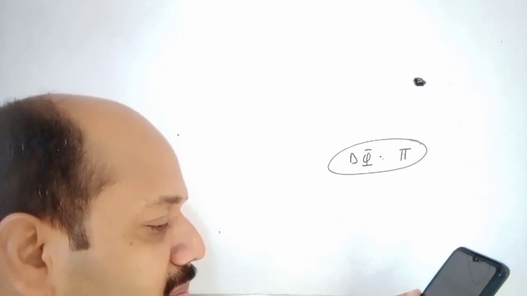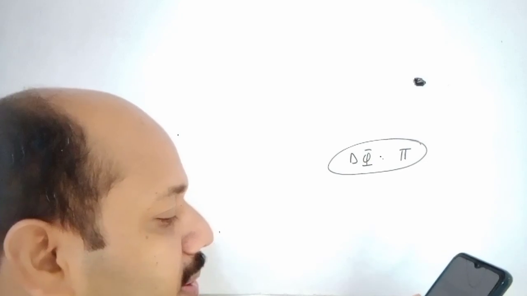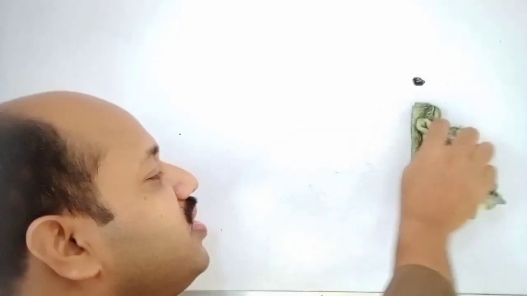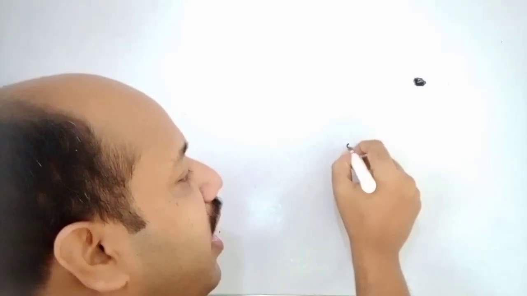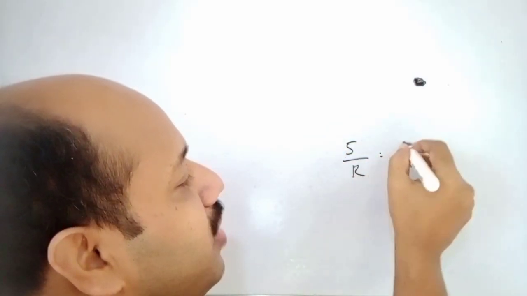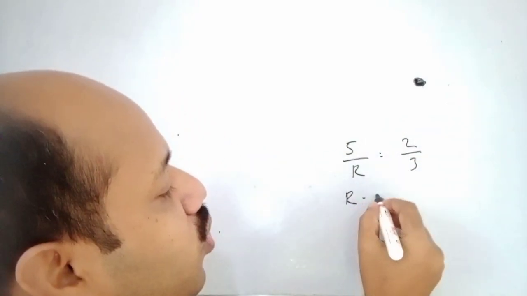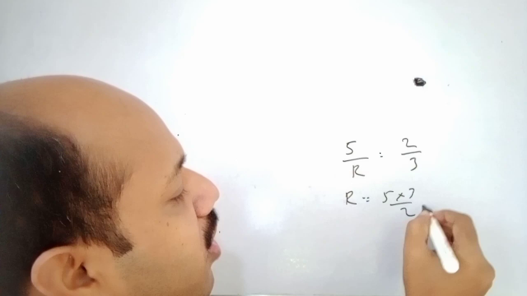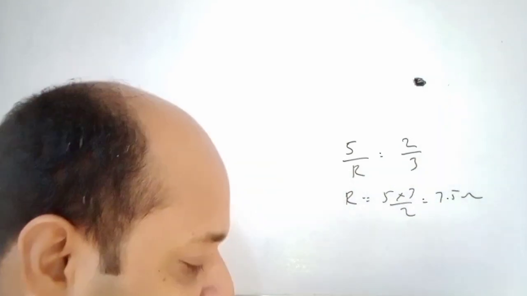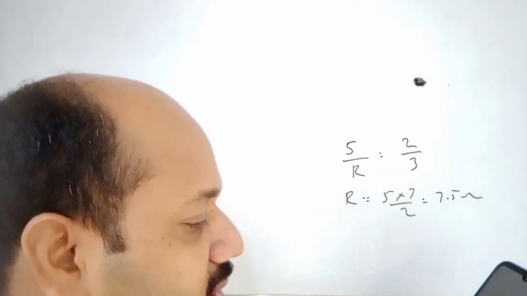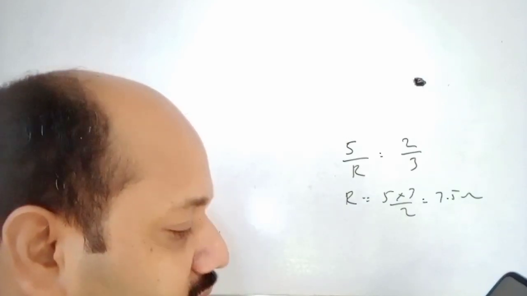Tenth question. In a meter bridge, the standard resistance is 5 ohm, left gap ratio R by S. In a meter bridge, what is the relation? 5 divided by R is equal to the ratio of balancing lengths, which is 2:3. Now R is equal to 5 into 3 divided by 2, that is 7.5 ohm. Answer is 7.5 ohm, that is 2 is the answer.